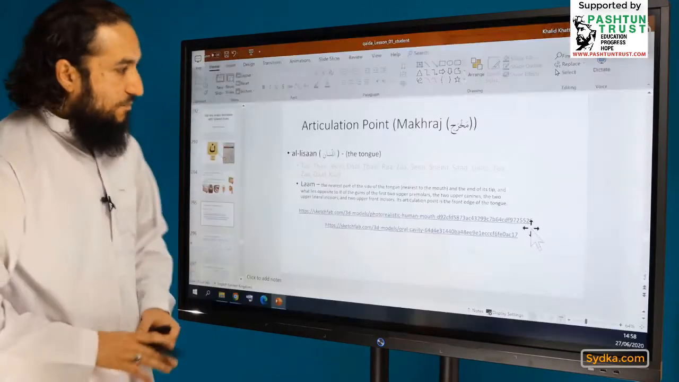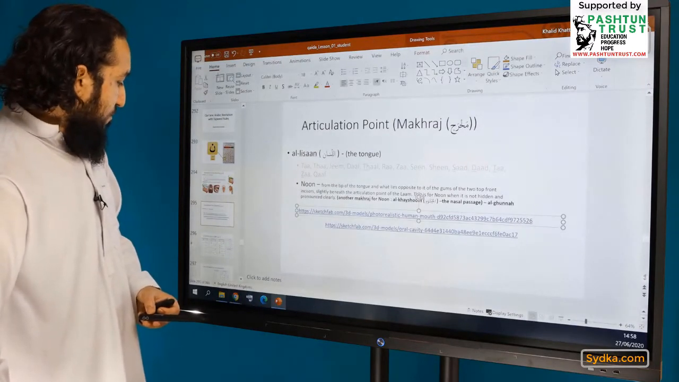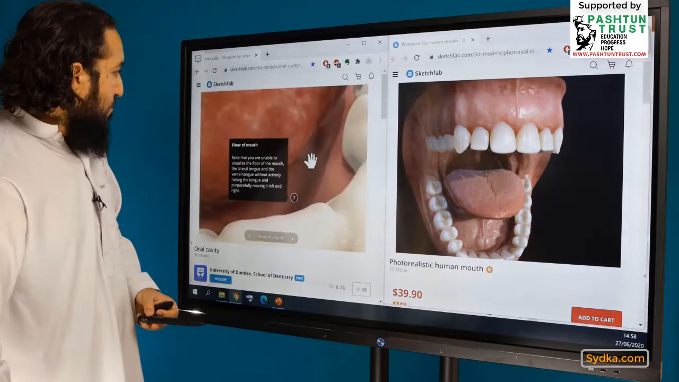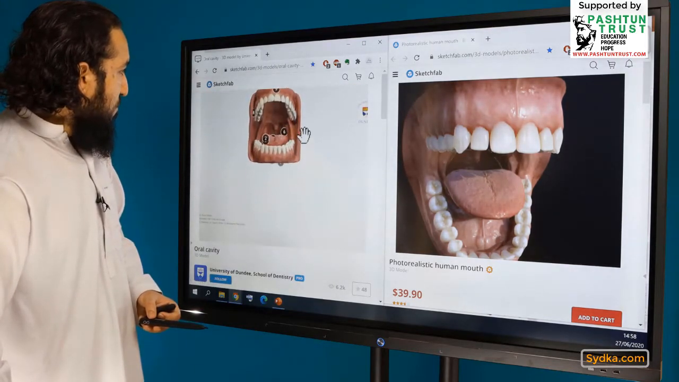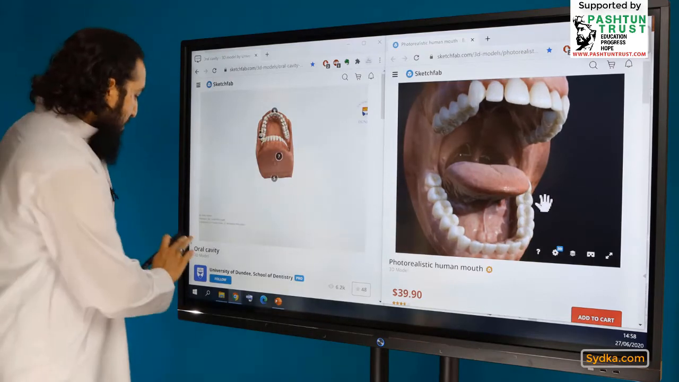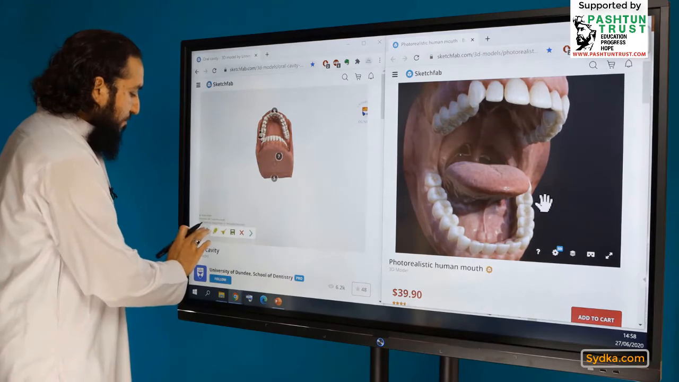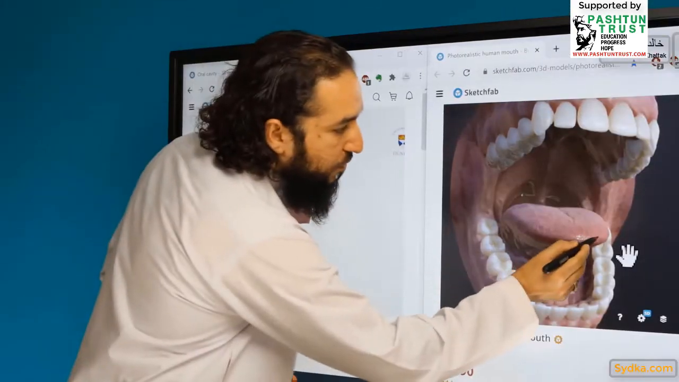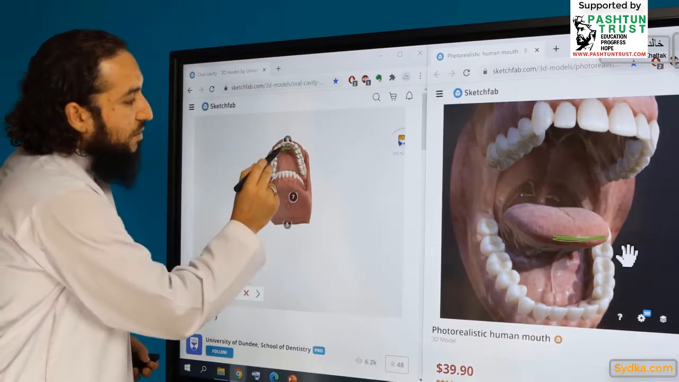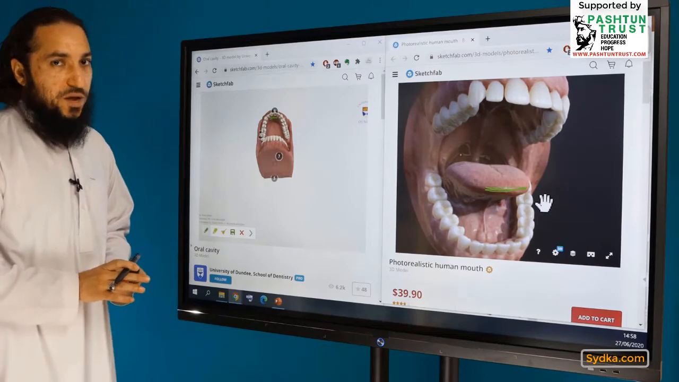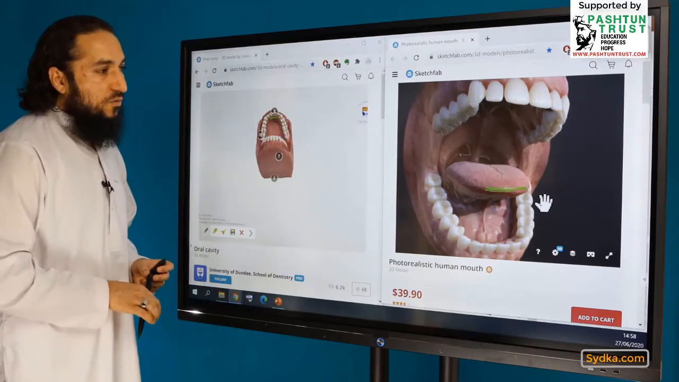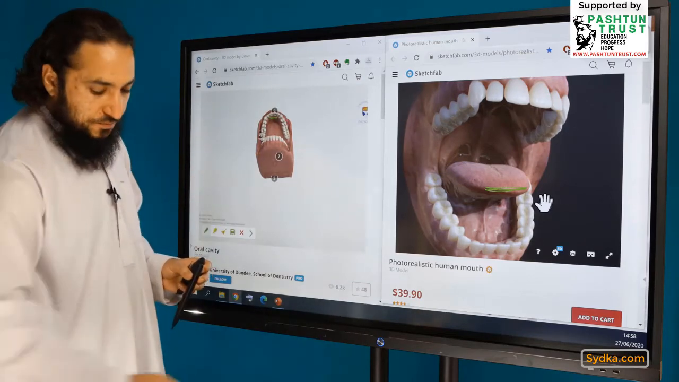Let me explain that with the 3D model. So we use the tip of the tongue as the one point, and that's the gum line of the top two incisors. That's the articulation point when the noon is pronounced clearly. When it is not clear, with ghunna and so on, then you have other makharij involved. We can't show that on this 3D diagram, so we explained that in the previous slide.